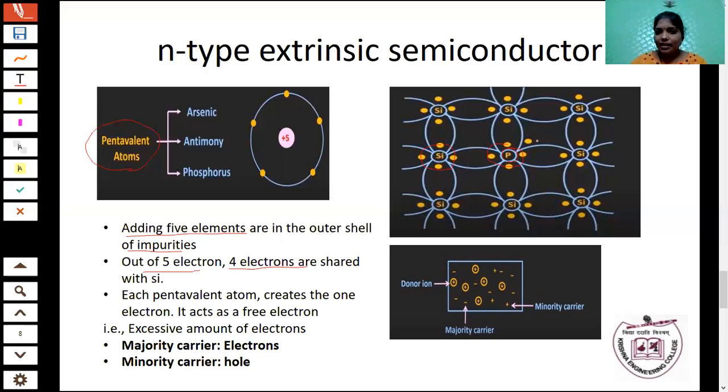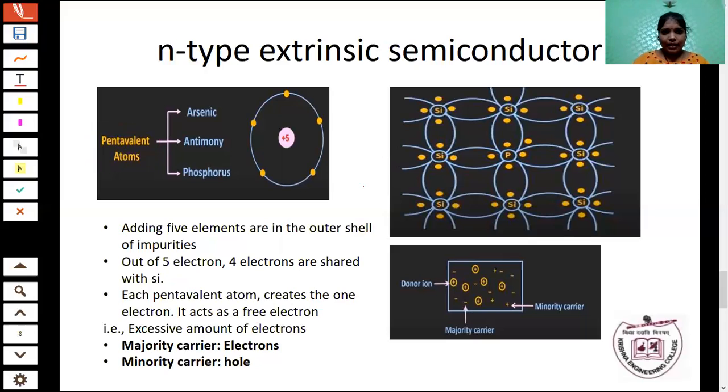So it has one extra electron. That one electron is not associated with any silicon atom. That electron acts as a free electron. So in this n-type extrinsic semiconductor material, the number of electrons is more than the number of holes. But in p-type extrinsic semiconductor material, the number of holes is more than the number of electrons. In the case of n-type extrinsic semiconductor material, it has a larger number of electrons.